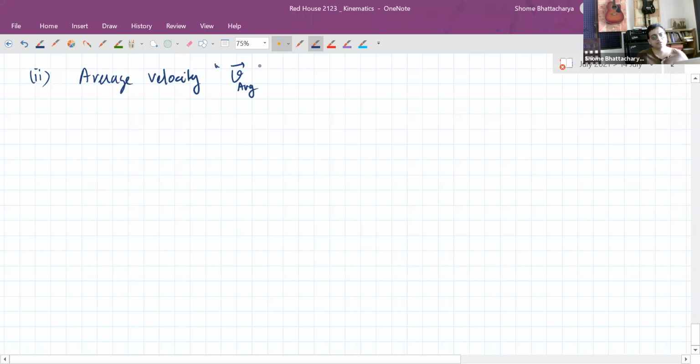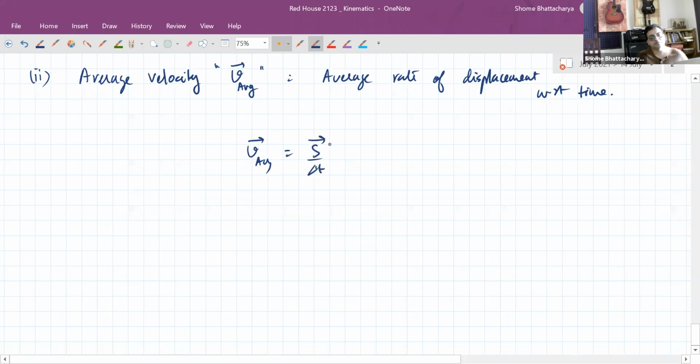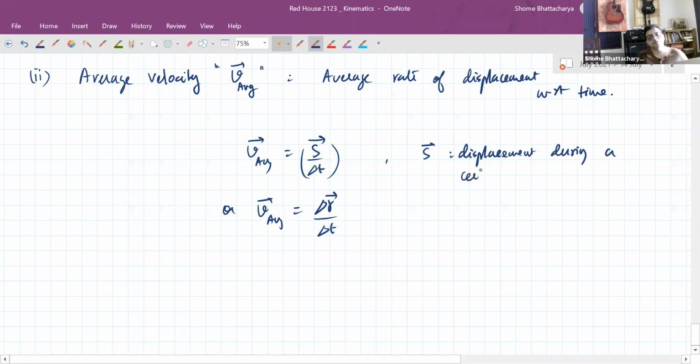So the average velocity is very simple. It is the average rate of displacement with respect to time. So in a certain interval of time, this will be the total displacement divided by the total time. Or we can now understand that the displacement is change in position. So it's delta R by delta T. So here S is the displacement during a certain time interval.